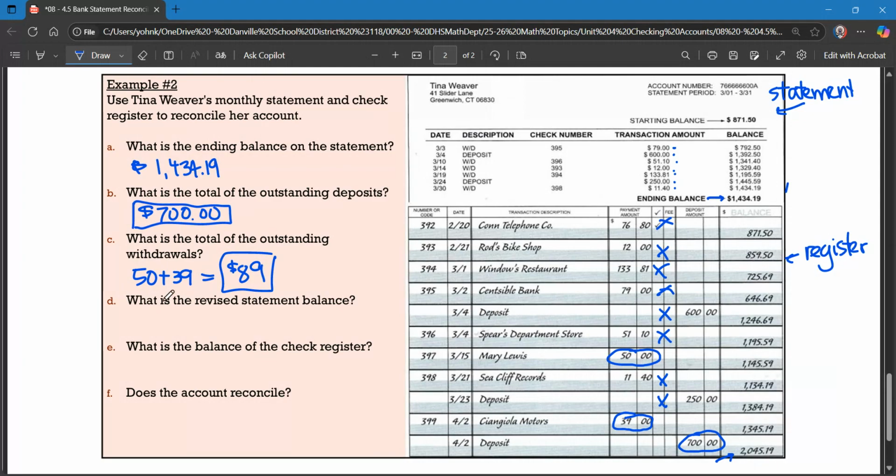So, okay, letter D, what is the revised statement balance? Well, the revised statement balance would be to take the statement balance as it is and to add the outstanding deposits and subtract the outstanding checks. So take your statement balance, ending balance, $1,434.19. It's also what we have for part A. Take the outstanding deposits and add them in, 700. Take the outstanding withdrawals, subtract them, 89. And the total that you get is $2,045.19.